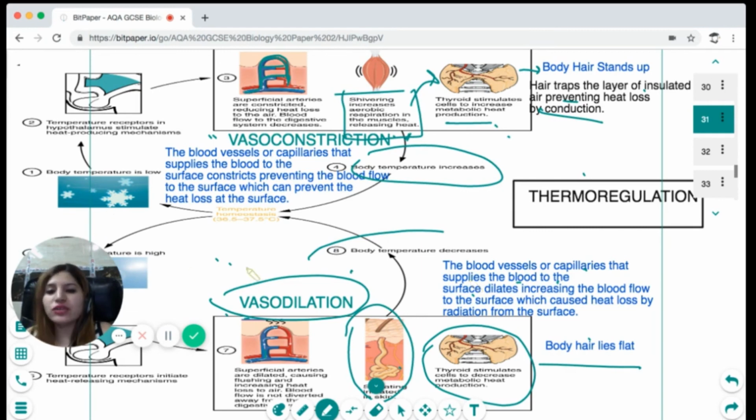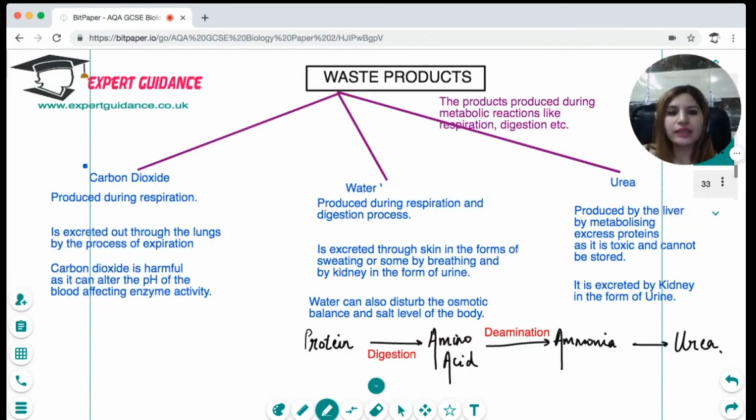So in vasodilation, or in the hotter times, we are making more blood flow to the surface. So you should know the difference between vasoconstriction and vasodilation and what changes take place in the body in response to temperature. Okay, now let us see what the different waste products produced in the body are.